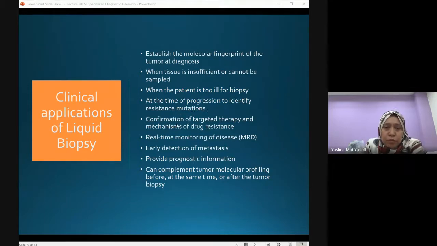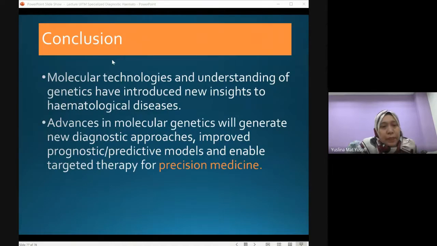And we can also use it for confirmation of targeted therapy and mechanism of drug resistance. We can use it for monitoring of disease and early detection of metastasis, and it can also provide prognostic information. It can complement tumor molecular profiling before, at the same time, or after the tumor biopsy. I think we come to the end.